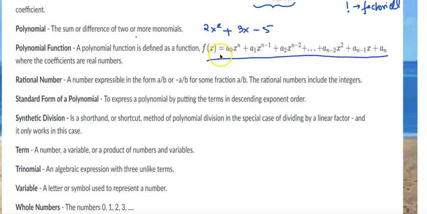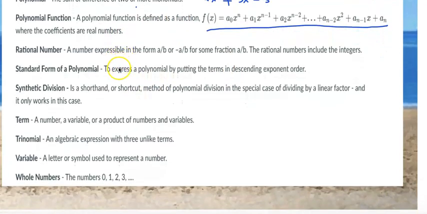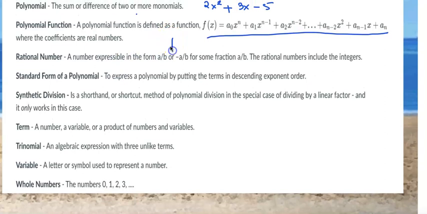A polynomial function, this is an example of a polynomial function. f of x is equal to a0 x to the n and so on like this. That's the standard definition of a polynomial function. So if you want me to write a polynomial function, I can write it like this: 10x squared plus 5x minus 3. That's an example of a polynomial function.